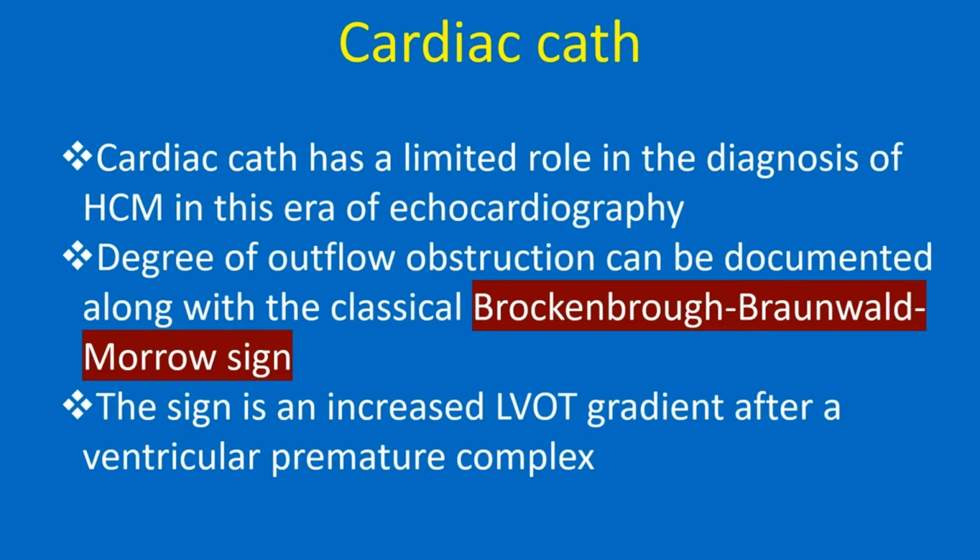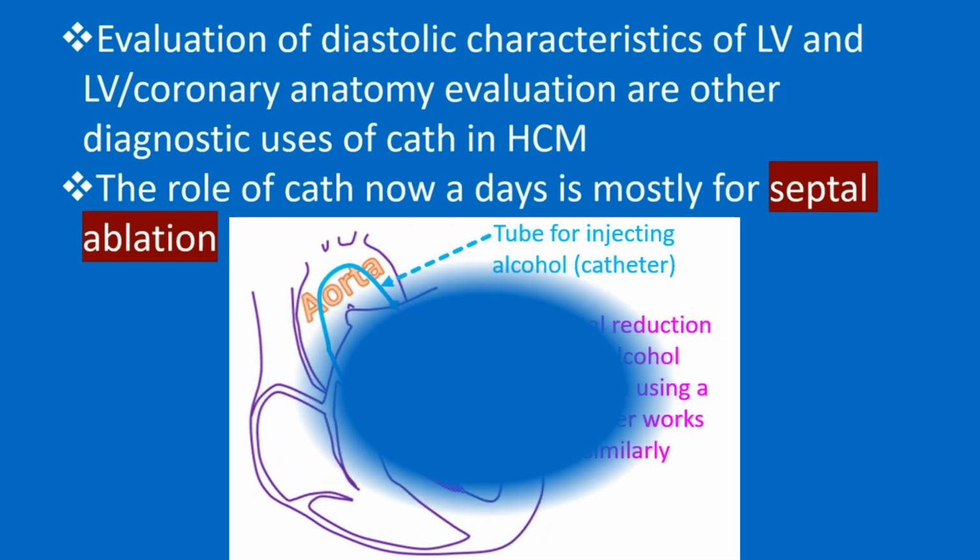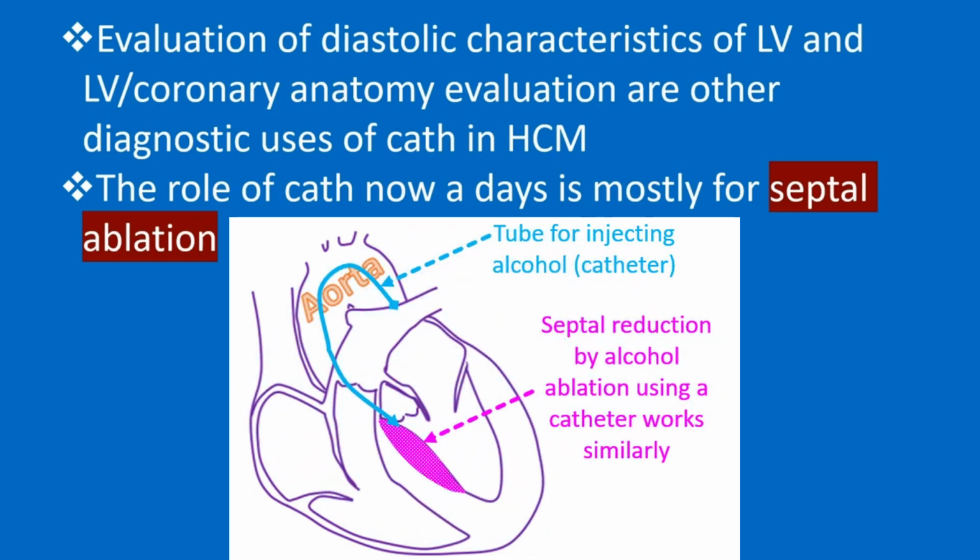Cardiac cath has a limited role in the diagnosis of HCM in this era of echocardiography. Degree of outflow obstruction can be documented along with the classical Brockenbrough-Braunwald-Morrow sign. The sign is an increased LVOT gradient after a ventricular premature complex. Evaluation of diastolic characteristics of the LV and coronary anatomy evaluation are other diagnostic uses of cath in HCM. The role of cath nowadays is mostly for septal ablation.